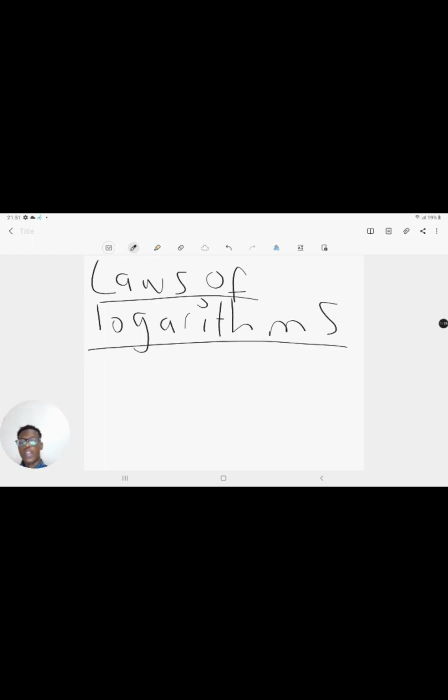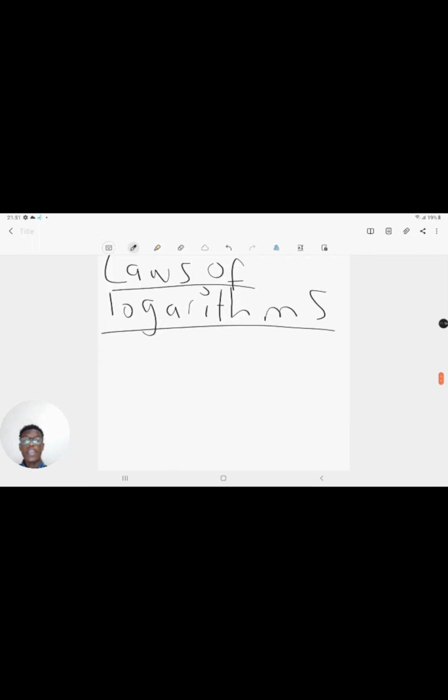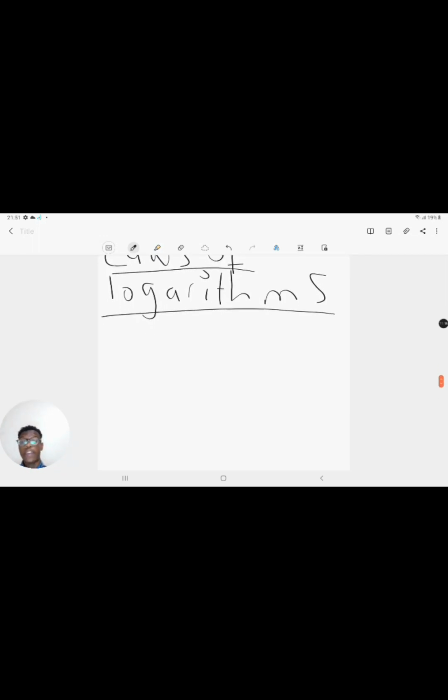Okay, so how do we know what these laws of logarithms are? Well, we've got a list. It turns out that we've got a list of laws of logarithms that are easy to remember, and I'm going to demonstrate each one of these laws using different examples. Firstly, the first law, I have them beside me here. I'm just going to copy the first law.